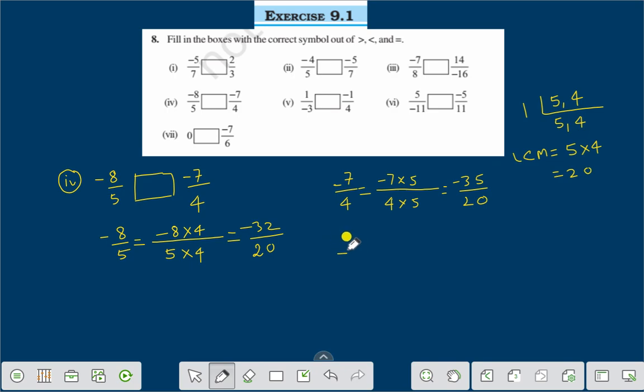Now compare this number with this number. One is minus 32 by 20, and another number is minus 35 by 20. Here you see the denominator both same, 20. Minus 32 is on the right side of minus 35. Therefore, the number which is on the right side is greater. So minus 32 by 20 is greater than minus 35 by 20. Therefore, minus 8 by 5 is greater than minus 7 by 4.